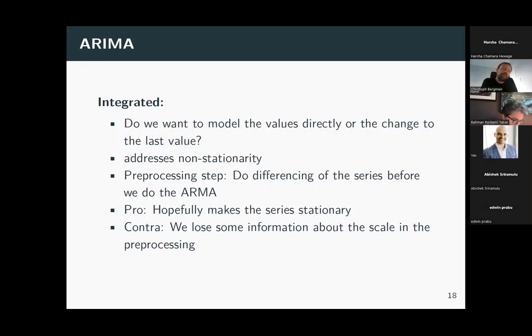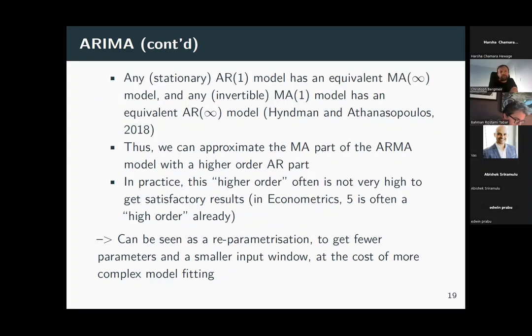And then I think, well, but the only thing that the ARIMA does to make a series stationary is it does differencing of the series. So why don't you just difference the series? And then you run your neural network on this differenced series, right? Okay, good. We get back to that a bit later.